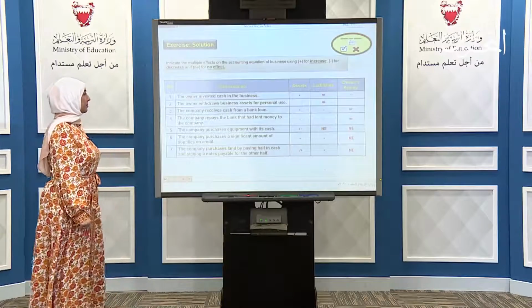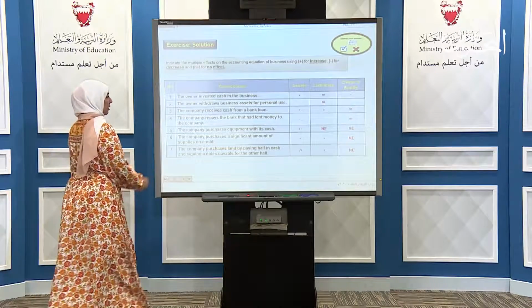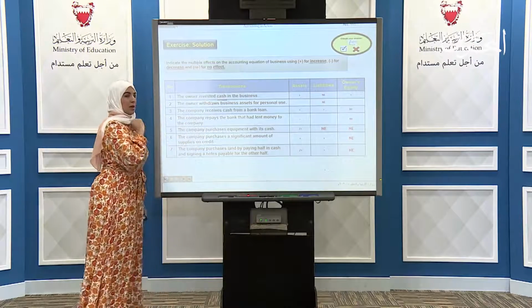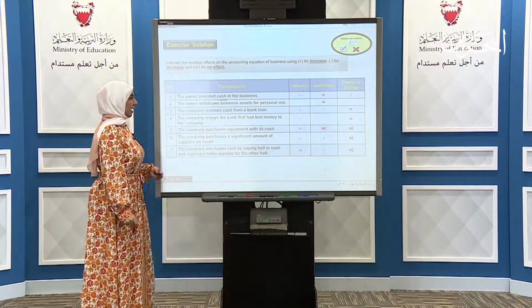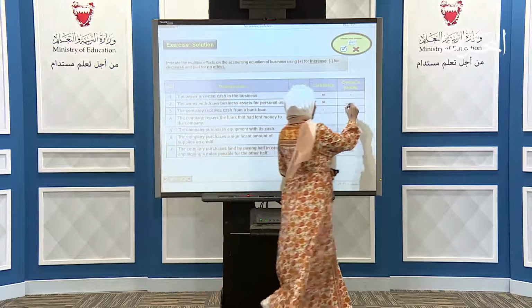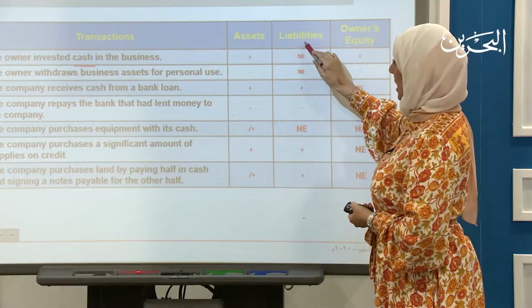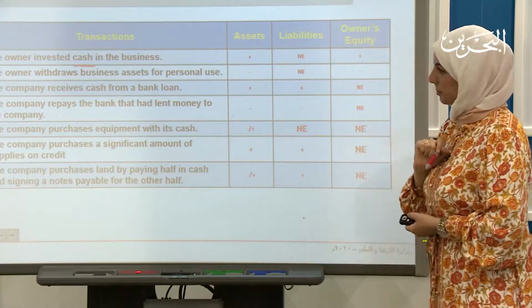Now, after you take a look at the transactions, let us check our answers, my dear student. For the first transaction, the owner invests cash in the business. Where will the effect be? If I invest, the owner equity will increase, and I invest in cash, which is a type of asset, so the assets will increase. There will be no effect in the liability section.